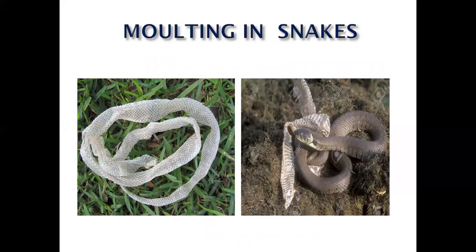Apart from insects, we also have other organisms that are capable of molting, like snakes. If you find a peeling or skin of that nature, it is indicative that a snake is not far away from that place.